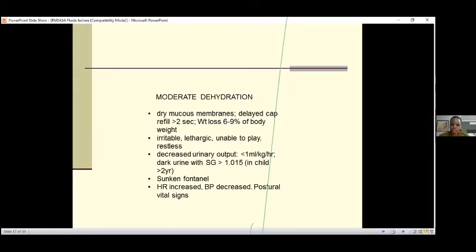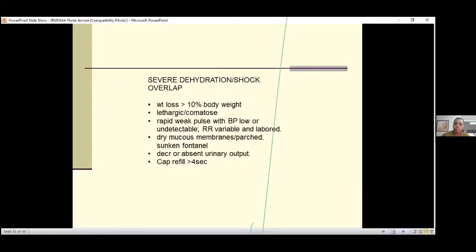Then talking about moderate dehydration, where now you'll find dry mucous membranes, delayed capillary refill time, 6 to 9% body weight loss, irritability, lethargy, unable to play, and restless, and the urine output has decreased to less than 1 mL/kg per hour, or the urine might have a high specific gravity, especially in children more than 2 years. They might have a sunken fontanelle, heart rate increased, BP decreased, and vital signs might not be normal.